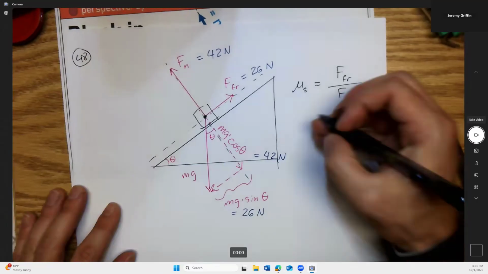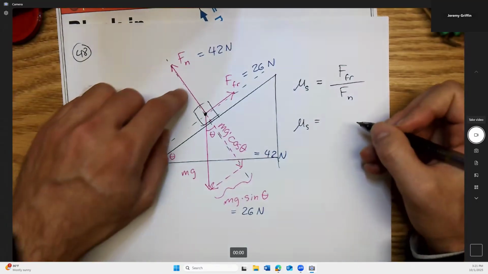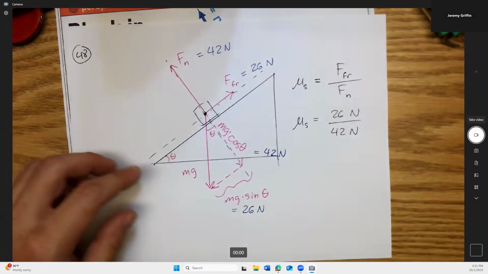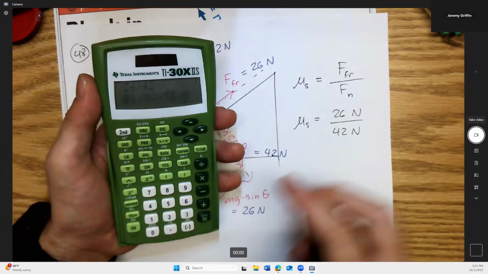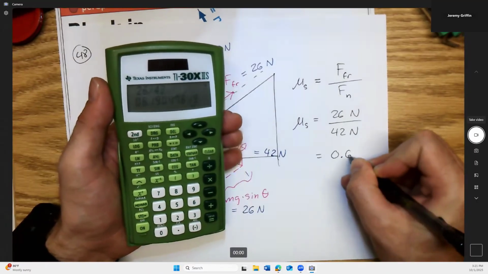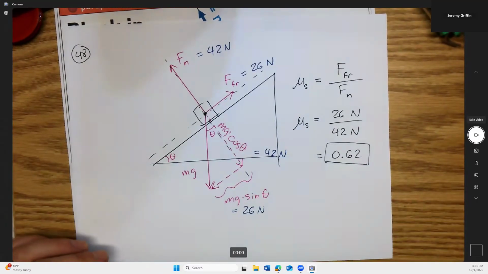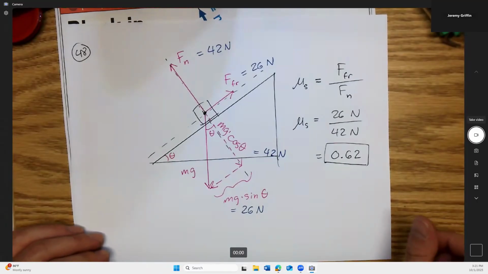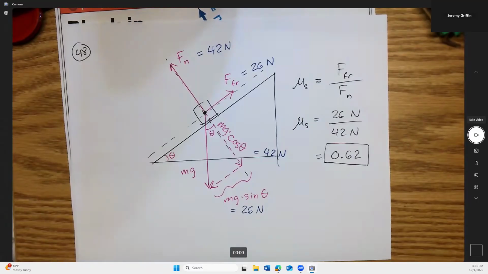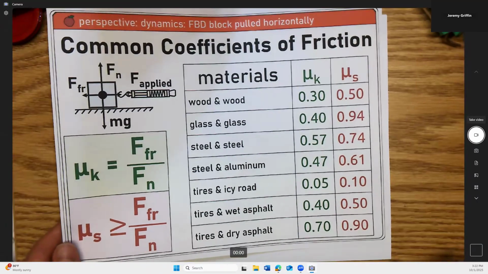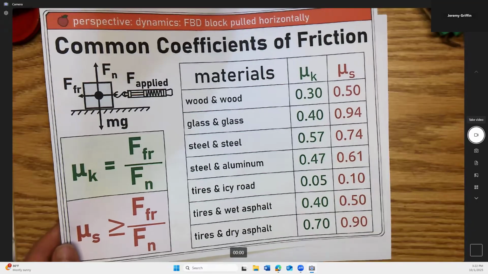Done. Okay. So coefficient of static friction. Let's see. Looking at 26 newtons compared to 42 newtons. So what is that? I'm looking at 0.619. I'll call it 0.62. Right, there you go. Well, that looks fairly reasonable, I think, right? Fairly reasonable. Because here's some actual experimental values that are commonly known. Something like that. Yeah, it looks kind of in the ballpark of those right there. Okay.